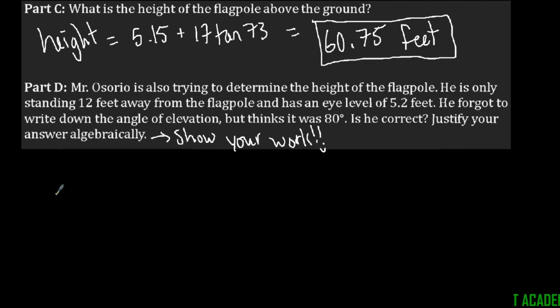So what we can do here is let's draw our own picture. So we're going to say, okay, let's draw a little person here. This person is going to be 5.2 feet. And then from their eye level, they're standing a little bit closer, so it's going to be a little bit of a shorter triangle. But we can have something like this. Here's our right triangle. They're only standing 12 feet away. And they're saying that they think this angle is going to be 80 degrees.